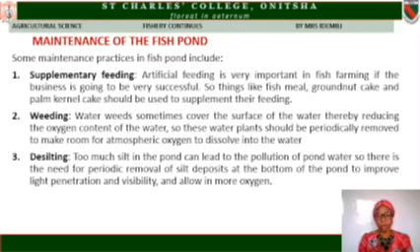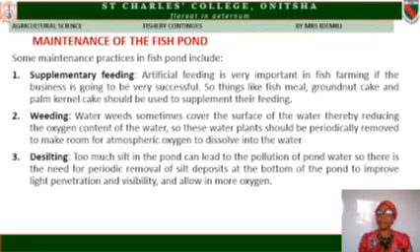Maintenance of the fish pond. Now the farmer has finished establishing the fish pond. There are some maintenance practices that should be carried out regularly in order to make sure that the fishes grow very well. The first one is supplementary feeding.